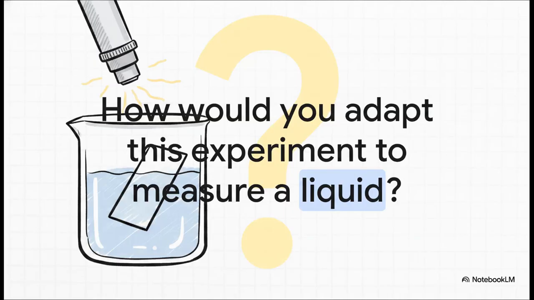So we've totally nailed how to measure a solid. But that leaves us with a really fun question to think about. This whole method is based on that vertical journey through different layers. So how could you tweak this exact procedure, maybe with a small container, to apply the very same principle to find the refractive index of water or oil or any other clear liquid? Something to chew on.